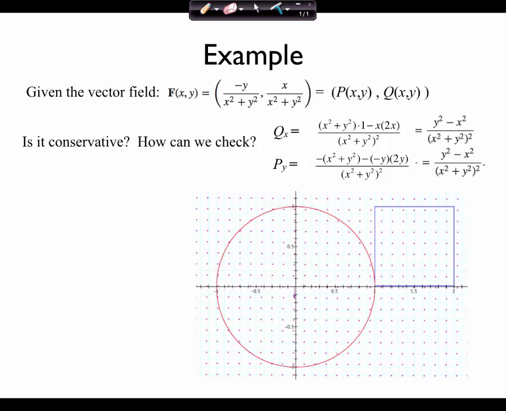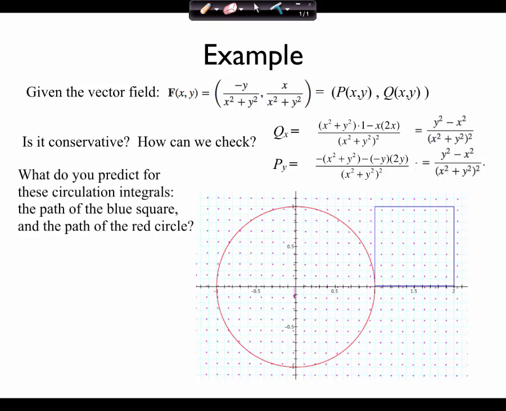Okay, so here are two loops, two circulation integrals, in that vector field. And so what do you expect for the circulation, the blue square and the red circle? We're in a conservative vector field. They should be zero, right? So that's what we said. We said in a conservative vector field, in a gradient field, all circulation integrals give a value of 0, okay?